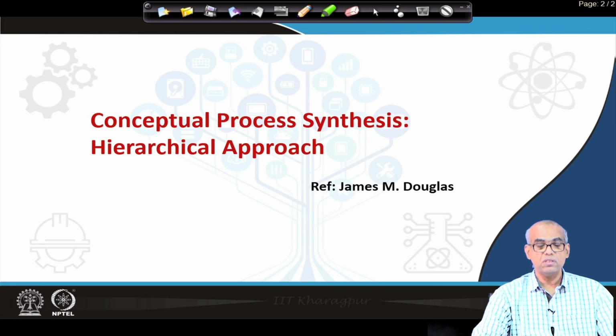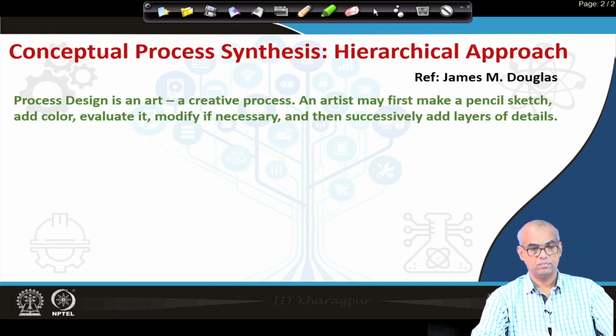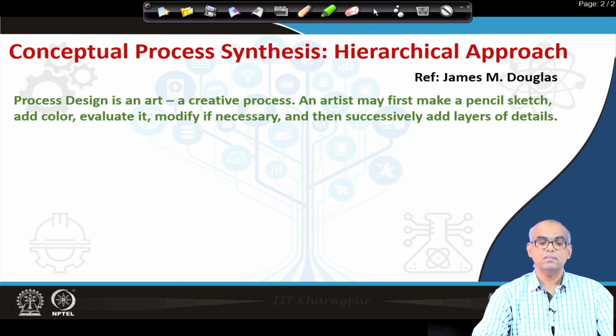The conceptual process synthesis through hierarchical approach that we will discuss here is taken from James M. Douglas. Process design is an art, it is a creative process. Think how an artist makes his or her painting.